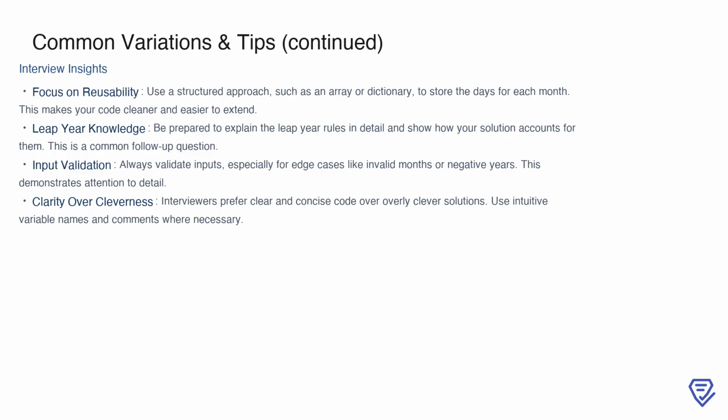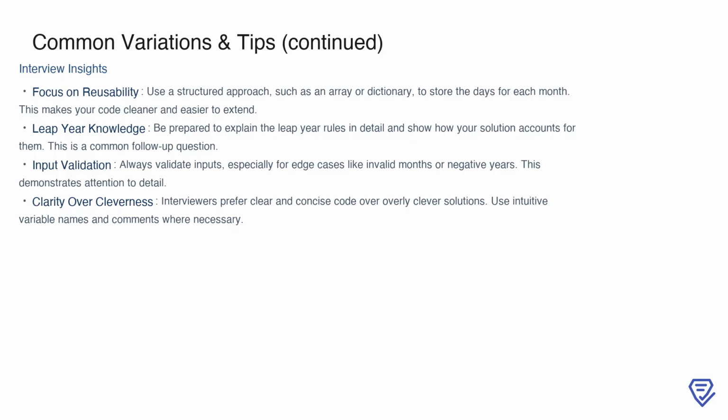To perform well in interviews, it's essential to focus on certain key aspects of your solution. First, strive for reusability by using a structured approach, such as storing the days of each month in an array or dictionary. This not only keeps your code clean but also makes it easier to extend or modify later. Understanding and explaining leap year rules is another critical area. Interviewers often ask follow-up questions to make sure you can handle leap year calculations correctly, so be prepared to articulate the logic clearly. Input validation is also crucial. Make sure your code can handle edge cases like invalid months or negative years. This demonstrates your attention to detail and ability to write robust solutions.